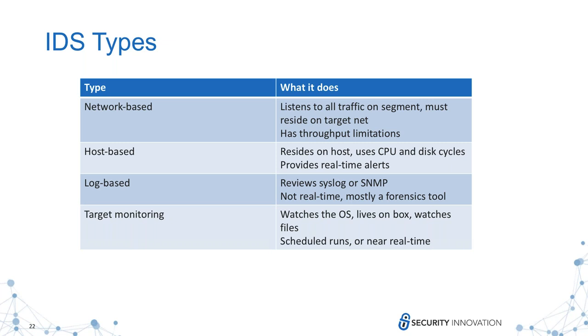A log-based IDS is essentially more of a forensics tool after an intrusion. If a network-based or a host-based intrusion detection system alerts you, you can use syslog or SNMP log-based tools to figure out what happened during the attack. And a target monitoring IDS resides on the box and watches the OS and files. It doesn't actively search for anomalies or misuse of those pieces, but instead looks for modification of specified files. It can be run automatically based on a schedule, or it can operate in real time, depending on the performance requirements.